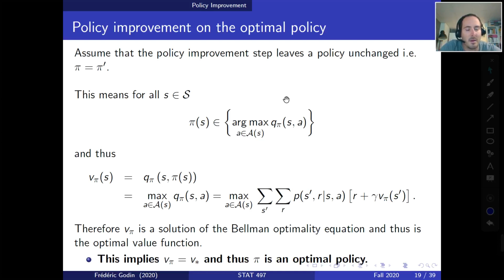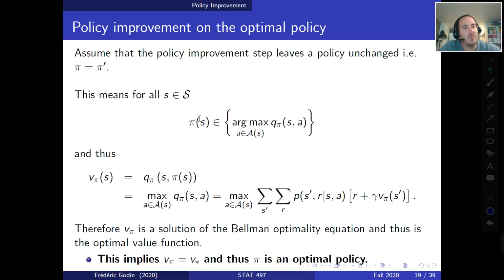Let's study what happens. Let's assume for now that we have a policy pi, we try to improve it and obtain a new policy pi prime, but let's assume that pi prime ends up being exactly identical to pi. So policy improvement did not improve on our policy. What does it mean? It means that for all states S, the action maximizing the value of that state S, according to policy pi, is pi S itself, which is the action proposed by the current policy.